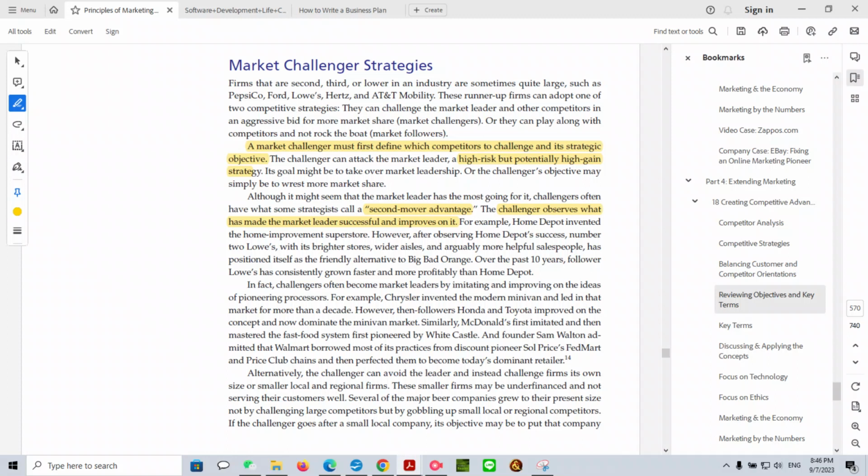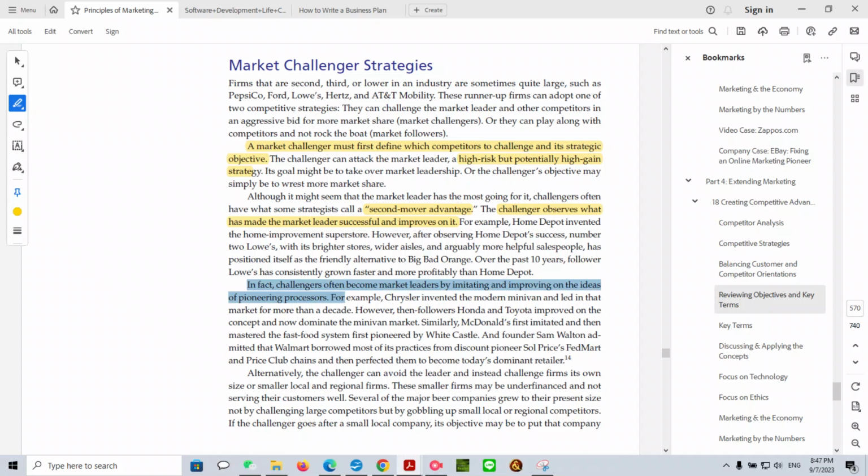For example, Home Depot invented the home improvement superstore. However, after observing Home Depot's success, number two Lowe's, with its brighter stores, wider aisles, and arguably more helpful salespeople, has positioned itself as a more friendly alternative to the big bad orange. Over the past 10 years, follower Lowe's has consistently grown faster and more profitably than Home Depot. In fact, challengers have become market leaders by imitating and improving on the ideas of pioneering predecessors.